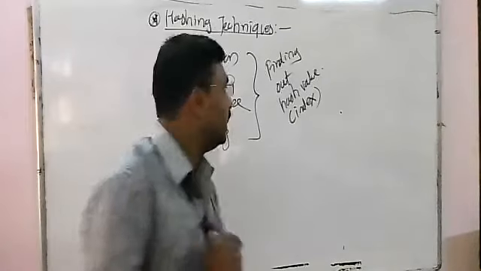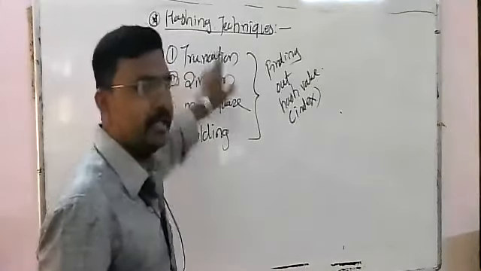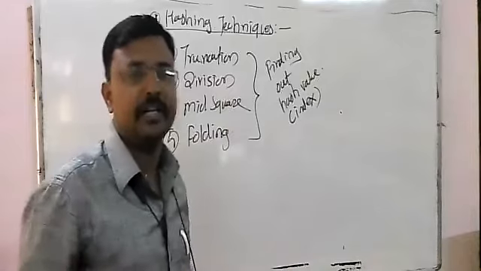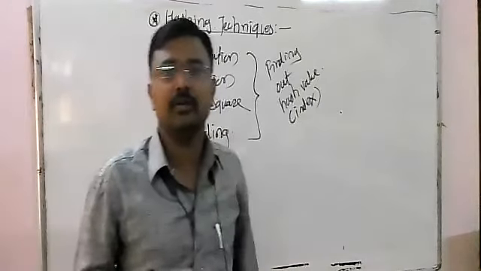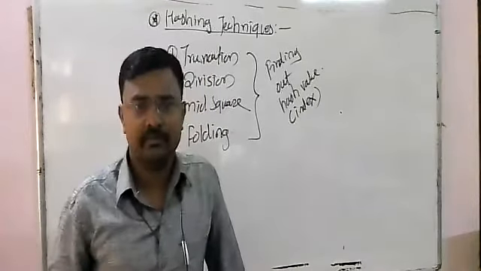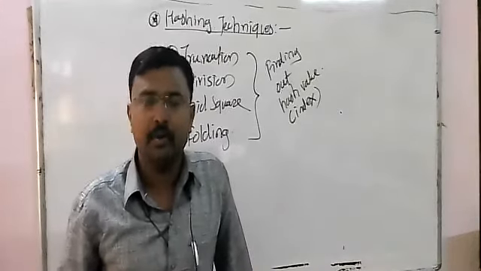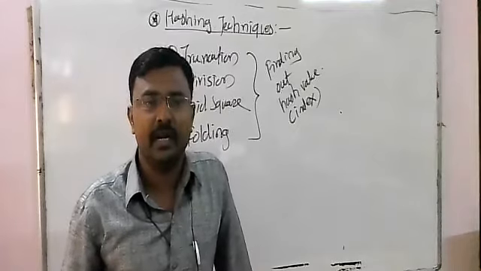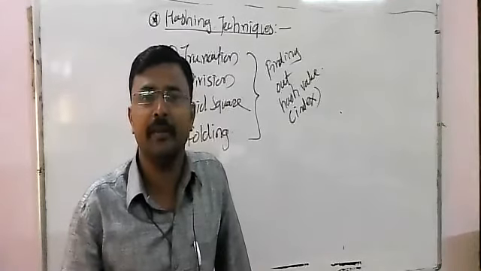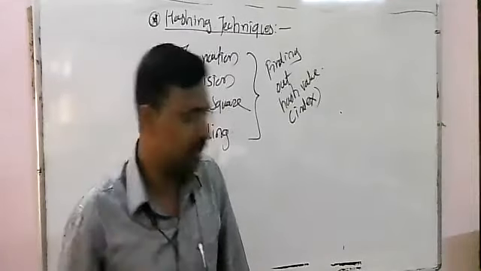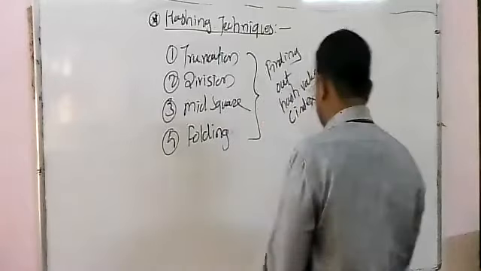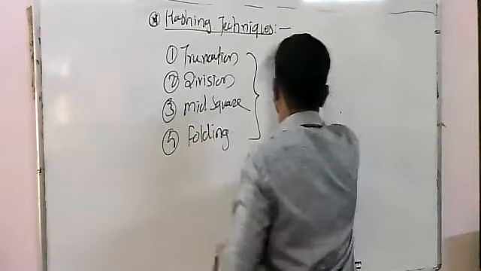In that, the first technique is truncation, which is also called extraction. Now, with the help of this technique, how can we store the element into your hash table? See, the first technique is truncation.